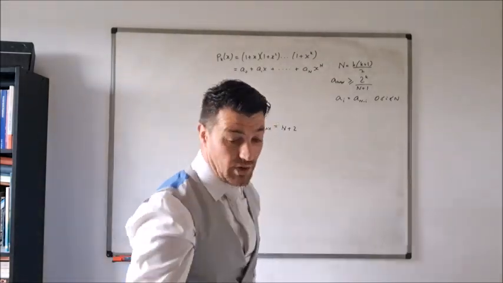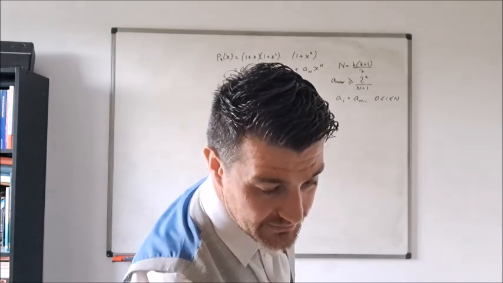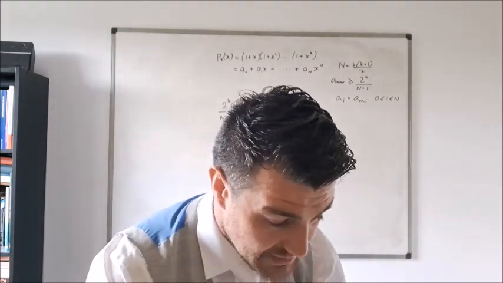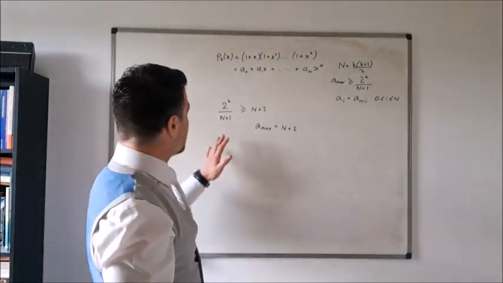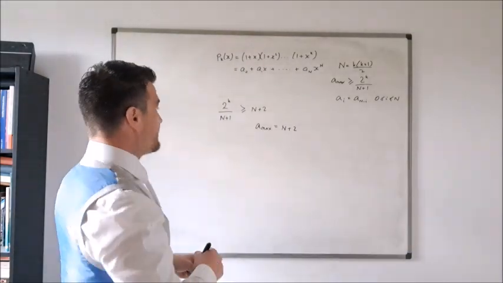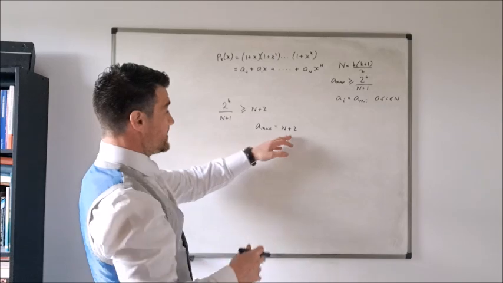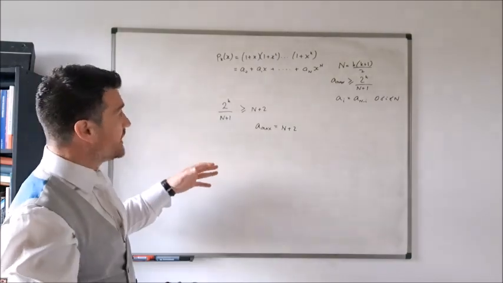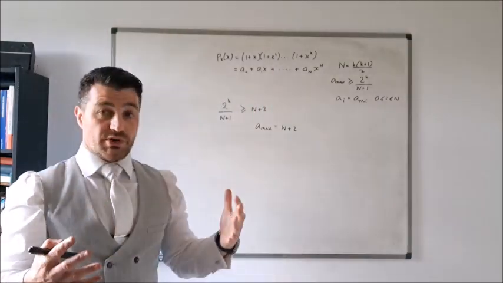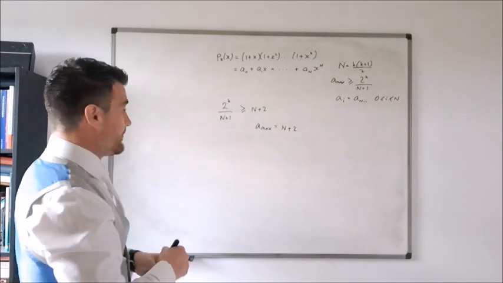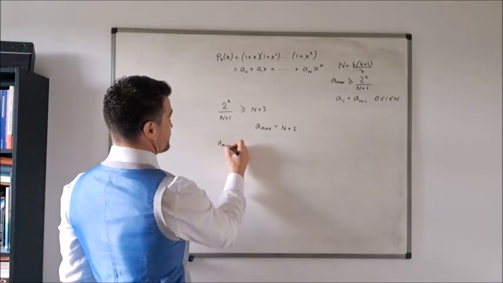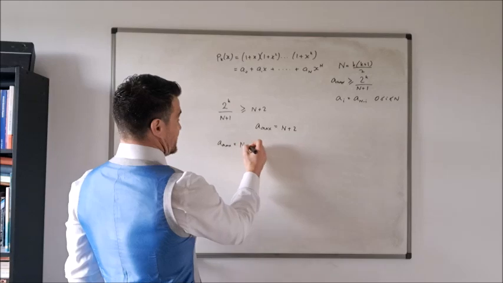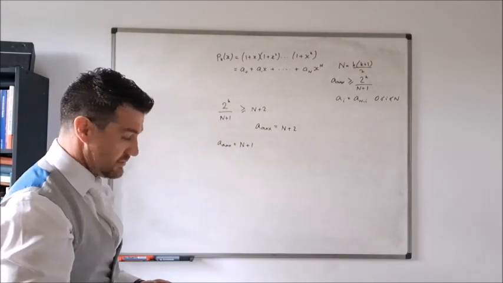So I tried out all sorts of things actually. Let me just refer to my notes. I had this idea that if a max is greater than or equal to n plus 2, because you've only got n plus 1 coefficients, then you can't possibly account for all of the numbers. Then I thought, okay, what if a max is actually equal to n plus 1?